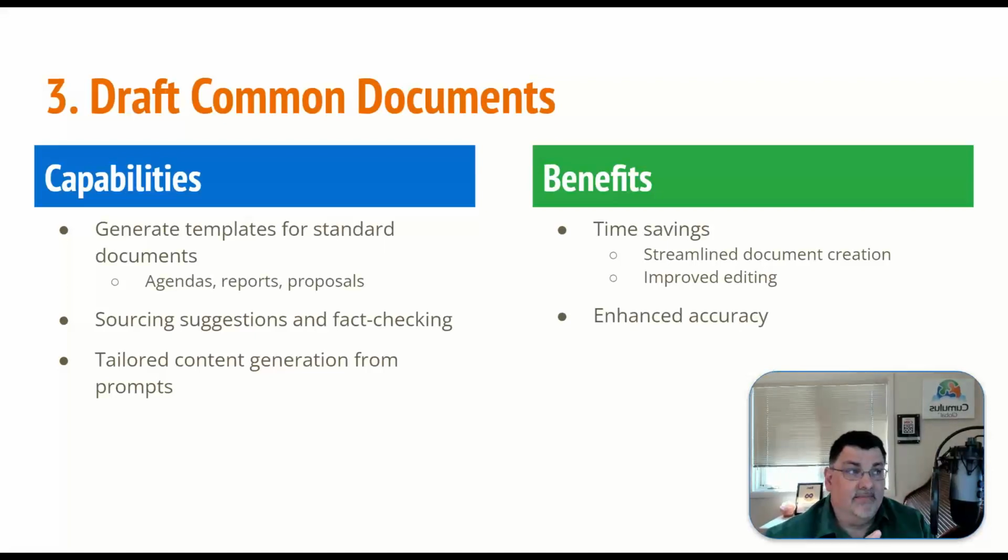We always recommend that you fact check what's there and address sourcing suggestions. So AI can suggest sources for additional content or materials for your documents as well. And you can really tailor the content generation from prompts. And there's a whole science now that's evolving, and a whole method and multiple methods evolving on how to generate great prompts for AI to get what you want. And we'll be talking about that in future events as well.